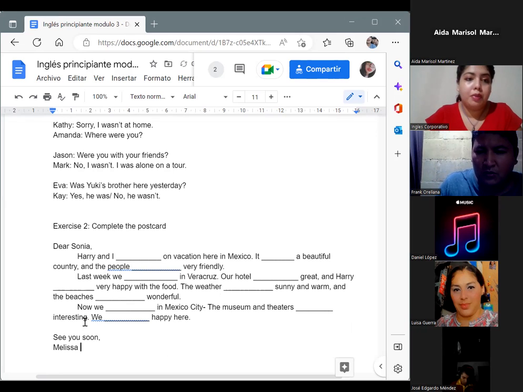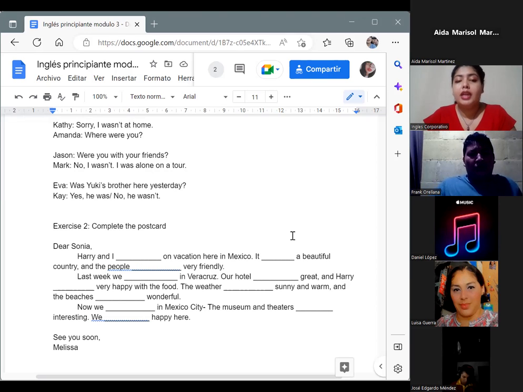So there we have the postcard in this case, and we have Melissa who is writing the postcard to Sonia. She is telling her all the things that she is doing with Harry in Mexico City. So we begin the postcard saying, Dear Sonia, Harry and I on vacation here in Mexico. It's a beautiful country and the people very friendly. Last week, we in Veracruz, our hotel, great, and Harry, very happy with the food. The weather, sunny and warm, and the beaches, wonderful. Now, we in Mexico City, the museum and theaters, interesting. We happy here. See you soon, Melissa.